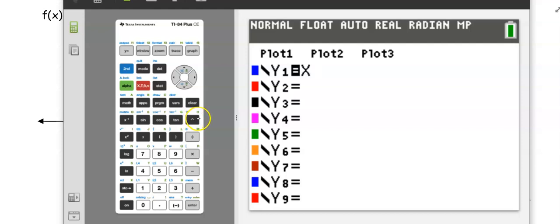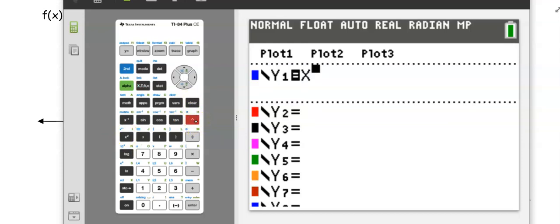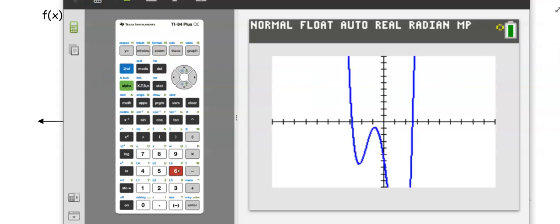Now to enter in the 4th degree polynomial, we have this shortcut of x squared, but the caret button underneath the clear lets us put in any exponent. So x to the 4th plus 2x to the 3rd. You have to arrow to the right or it's going to stay. Minus 6x squared minus 12x minus 6. We always start off with a standard window. So we go to zoom 6.